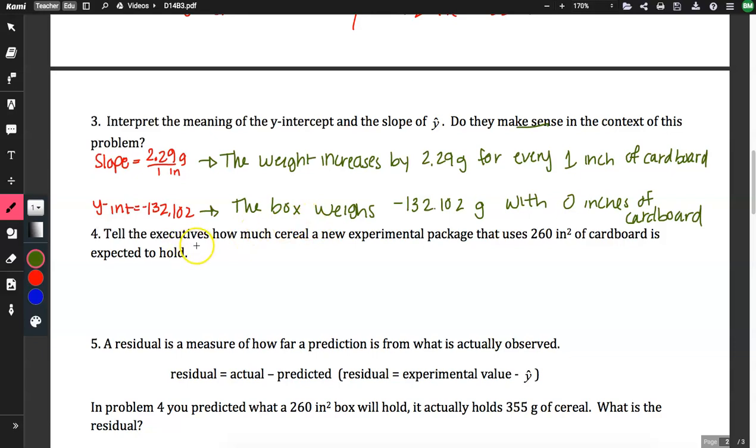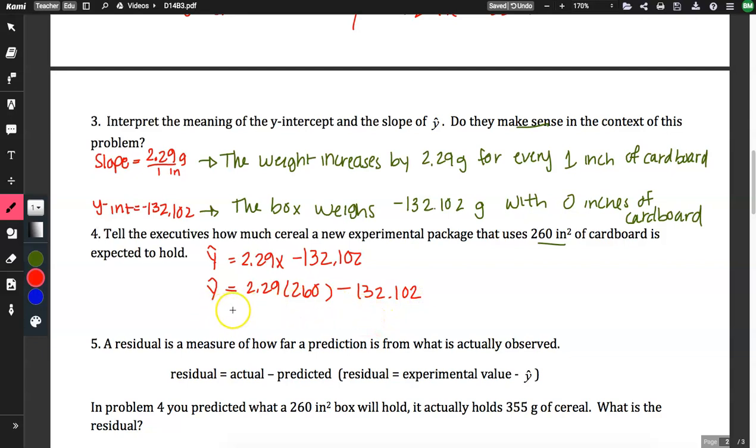But anyway, number 4, it says tell the executives how much cereal a new experimental package that uses this much cardboard is expected to hold. So now we're using our linear regression equation, y hat equals 2.29x minus 132.102. We're using this equation to make a prediction to tell them how much we expect this box size to hold. So let's plug in that value, 2.29 times 260 minus 132.102, and we'll solve here.